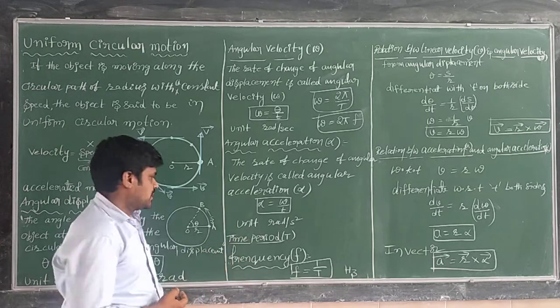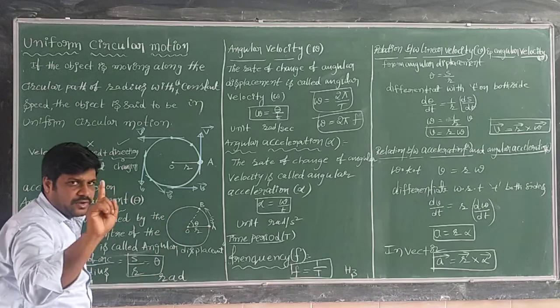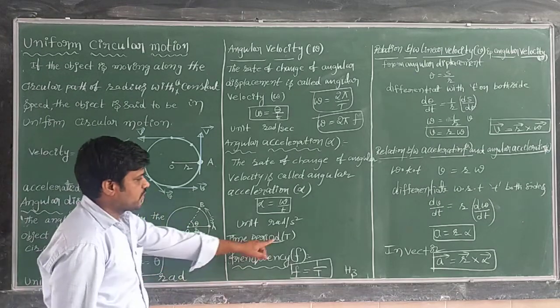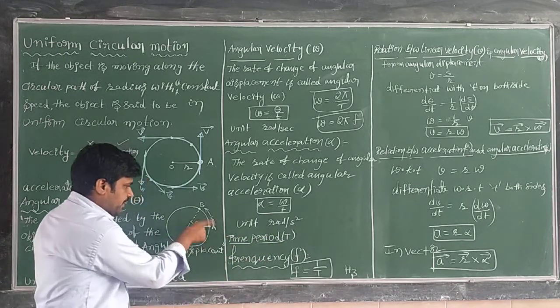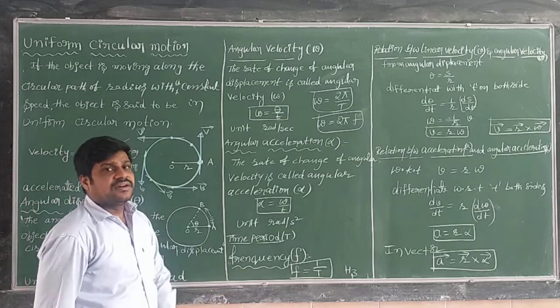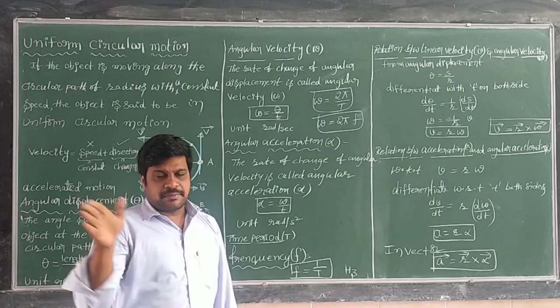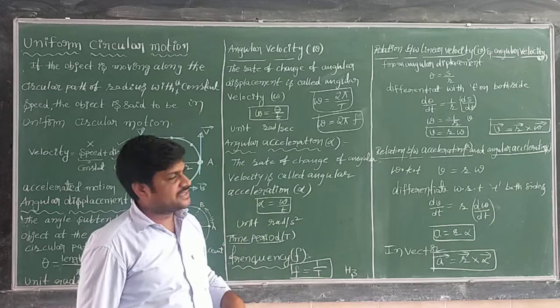Time period is the total time taken by the object to complete one revolution, denoted by capital T. Frequency is the number of rotations made by the object in a second. Number of rotations, revolutions, oscillations or movements per second is called frequency.